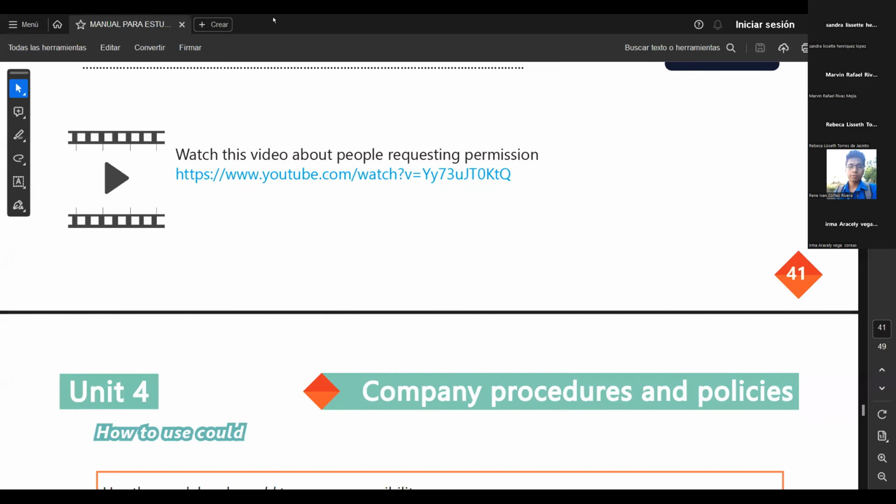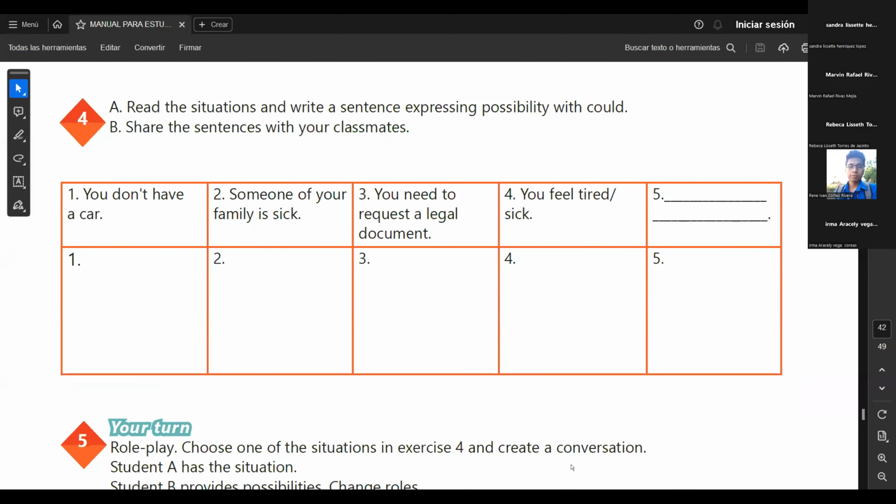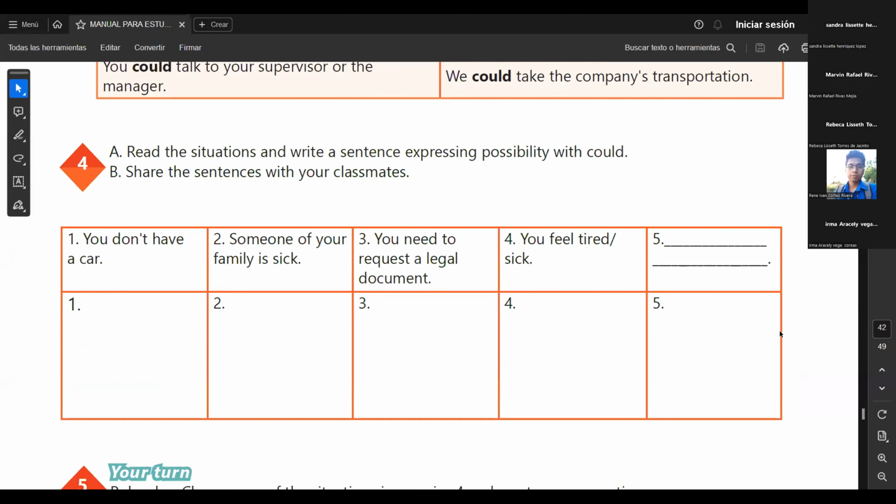Hi, everybody. It's time to check. But first, we're going to create some sentences for these situations. It says, you don't have a car. How would you request a car to a friend? Using could, would you mind, can, or will?